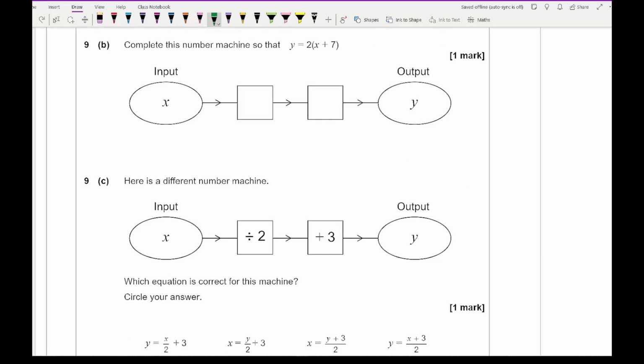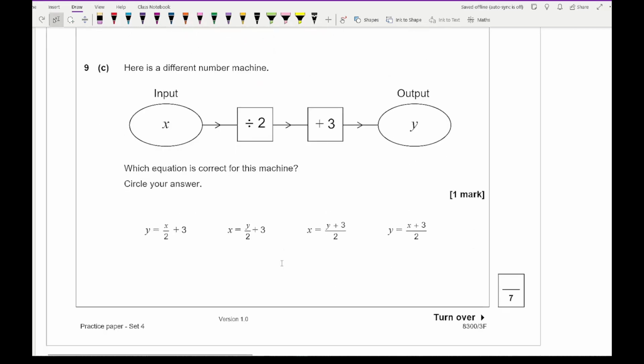It then says for 9b, complete the number machine so that y equals 2 lots of x plus 7. Well, starting with x, the first thing we do is add 7, and then we multiply the answer by 2. Then for 9c, it says here is a different number machine, x divided by 2 plus 3 equals y. Which equation is correct for this function machine? And the one you want to circle is the first one, because the first thing you want to do is divide by 2, and then to the answer you then want to add 3, so the answer is going to be the first option.